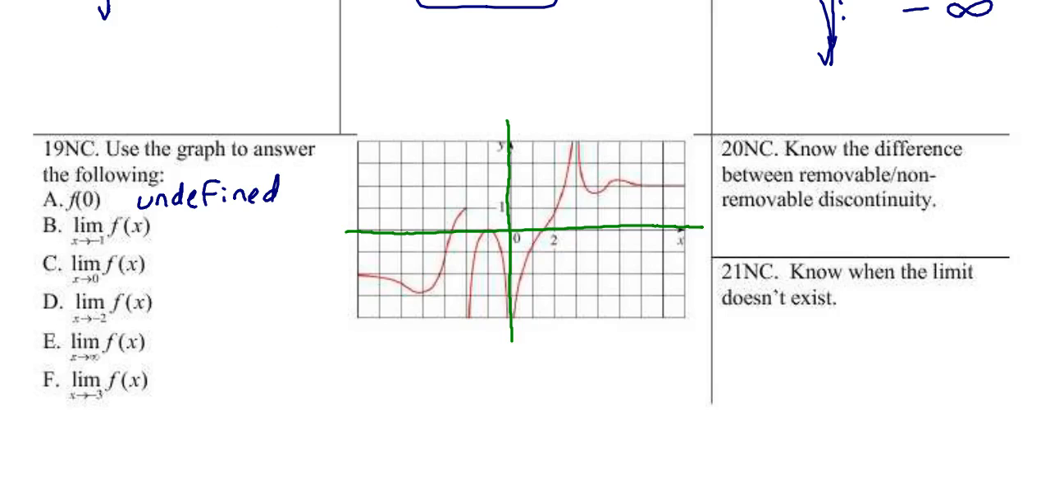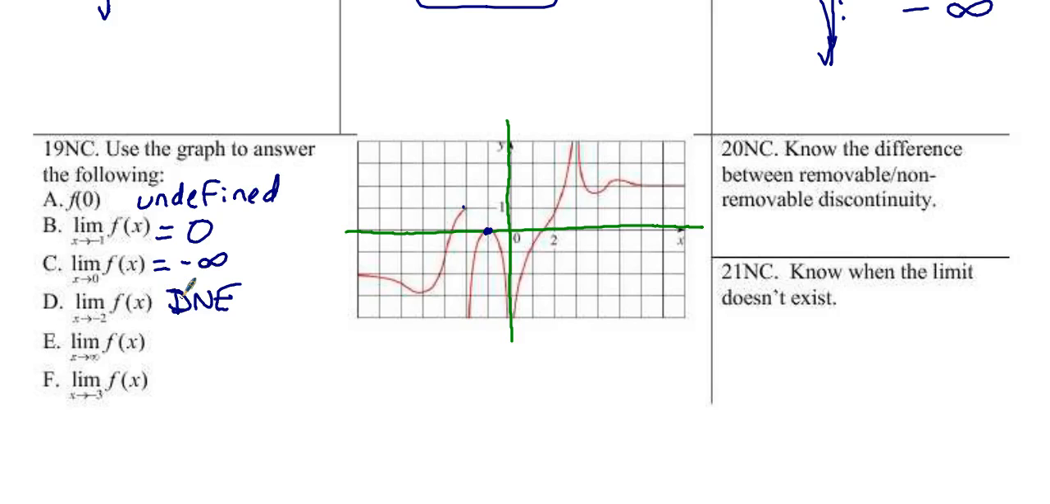I'm going to switch back to the color. Negative 1, oh, we're at 0. At 0, the limit, we're going down on both sides. We're going to negative infinity. So the function value does not exist, but we are going down forever. At negative 2, the limit from the left is up at 1. The limit from the right is going down to negative infinity. So it does not exist. It's undefined.